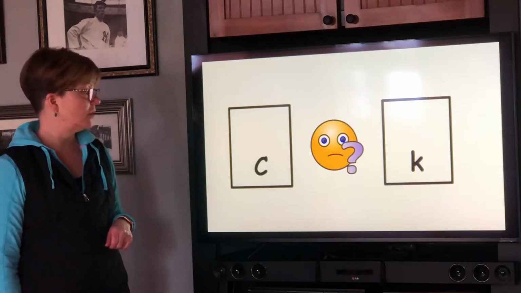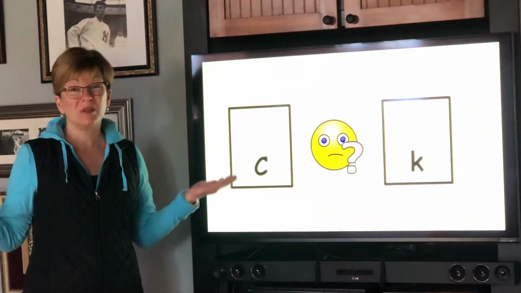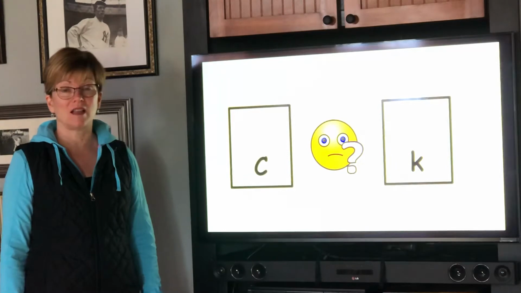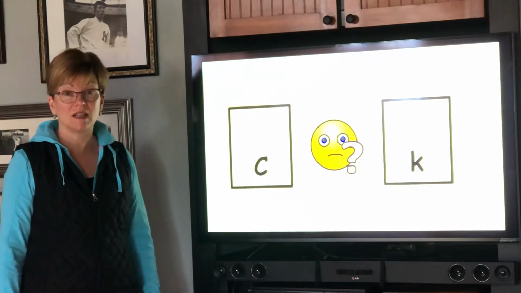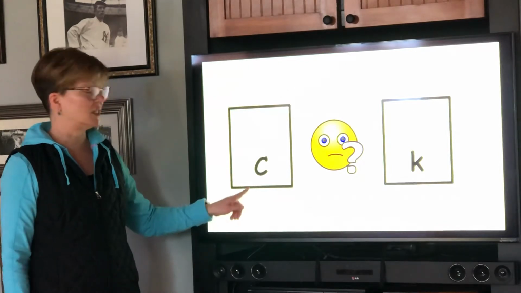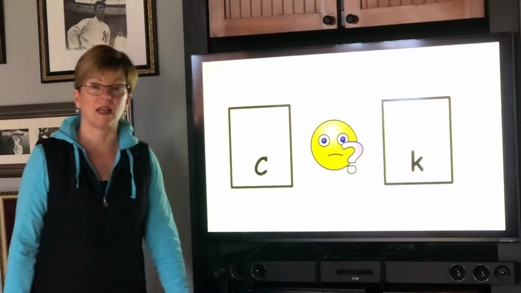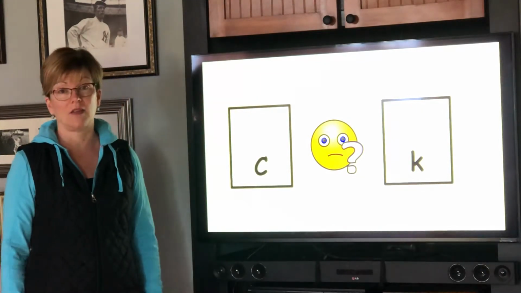I just have a really quick lesson today on when to use a C at the beginning of a word or when to use a K at the beginning of a word. Because both of those letters at the beginning of a word can make the K sound. And so we have to figure out when to use a C if you hear K at the beginning, and when to use a K that says K at the beginning of a word.